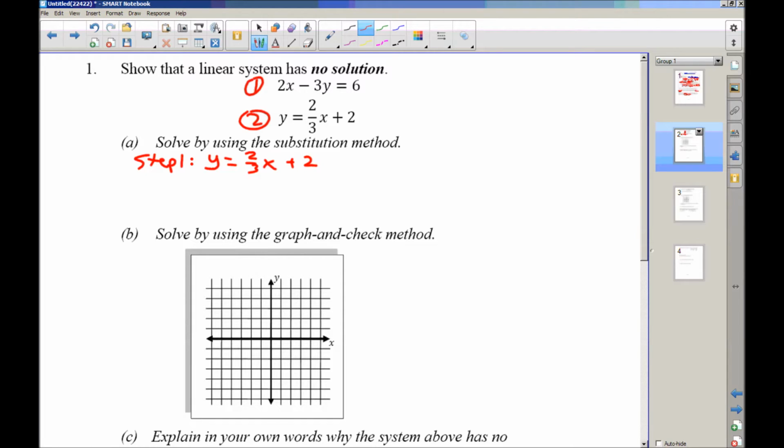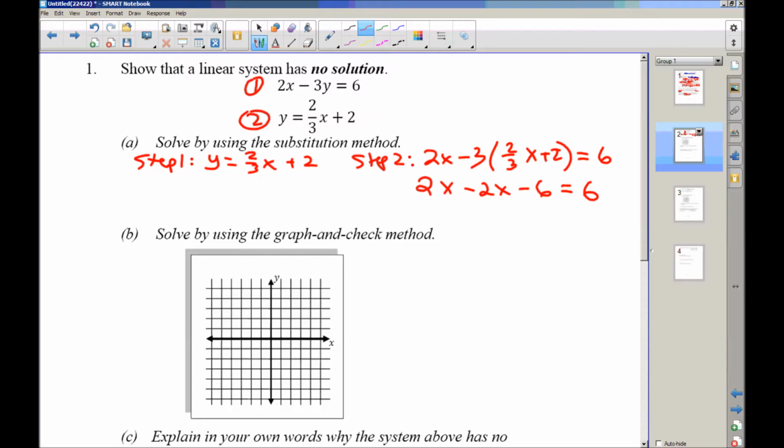All right, step 2, I'm going to plug that one into the other one. So I'll take this 2x, and in place of y, I'm going to put 2/3 x plus 2, and then we have equals 6. Okay, and then we'll try to solve for x and see what happens. So here we have 2x, and a negative 3 times 2/3 will make negative 2x, and a negative 3 times 2, I'm sorry, will make negative 6. And then on the other side, we have positive 6.